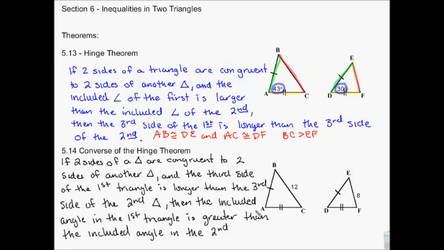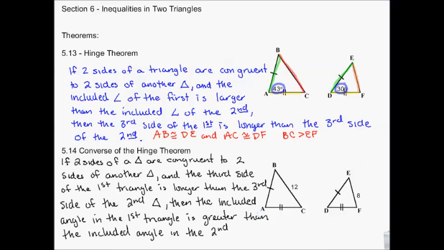Okay, so this one goes backwards. Converse is flip things around. So if you have a theorem and you have the converse, you just go the other direction. In the hinge theorem, the bigger angle makes the bigger side. In the converse, the bigger side makes the bigger angle.